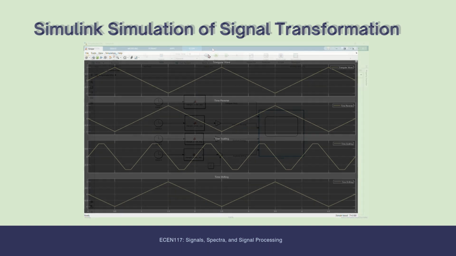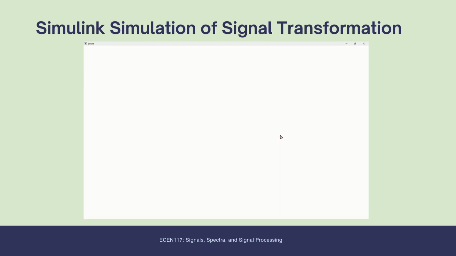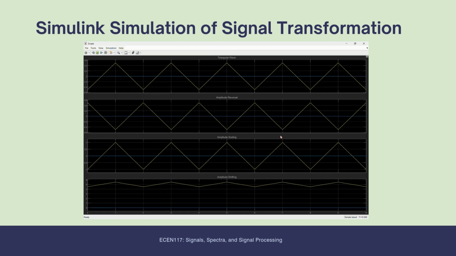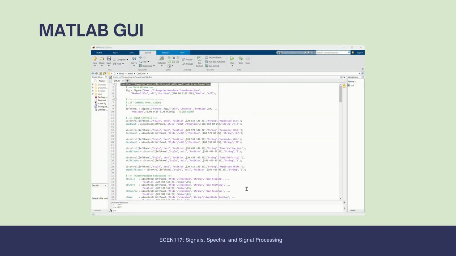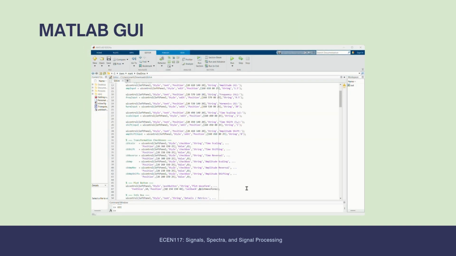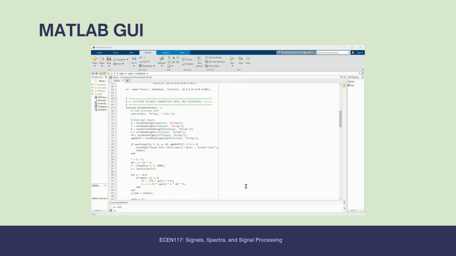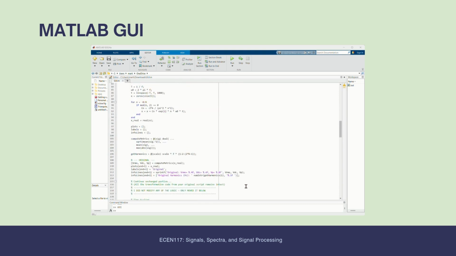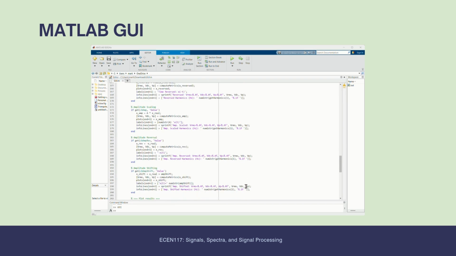Transformations such as time reversal, time scaling, and time shifting are applied to observe how the waveform changes while preserving its fundamental shape. A MATLAB graphical user interface was developed to provide an interactive way to visualize triangular wave transformations. This tool allows users to adjust parameters such as amplitude, frequency, and time shifts and immediately observe their effects on the waveform.